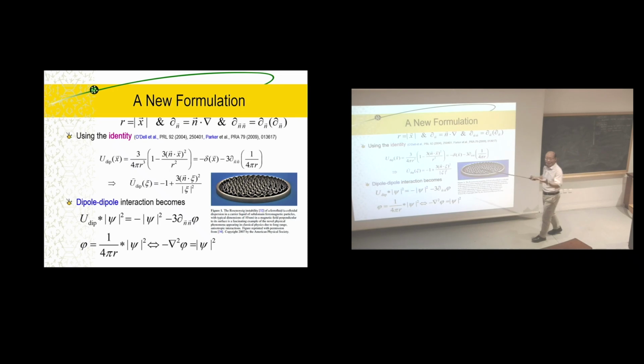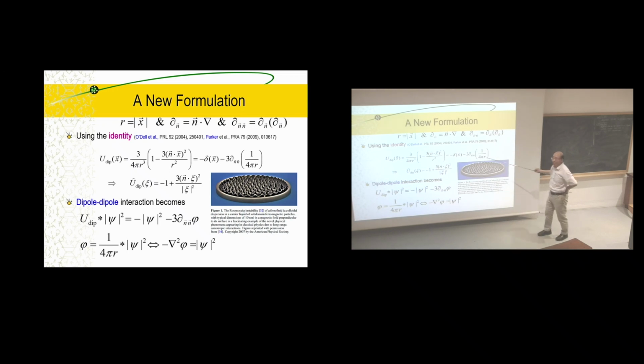Then luckily, the physicists are very clever. They give U dipole, which can be decomposed into two terms: minus the Dirac delta function of x, minus 3 ∂_nn of 1 over 4 pi r. So when x is non-zero, you can check this very easily. When x goes to 0, you can integrate this side and take the singular part. That's here, this one.